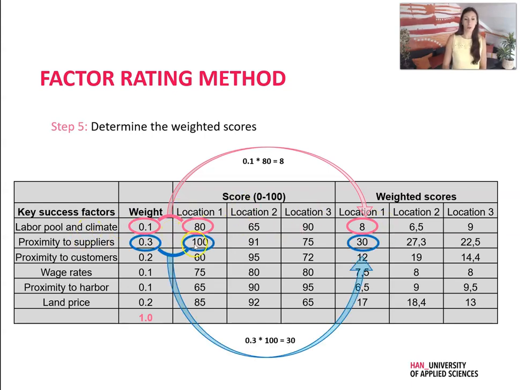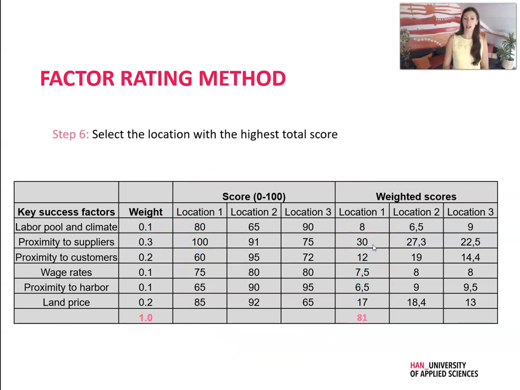So for location 1, the proximity to supplier was worth 100, so it scored super high, and it had a really high weight, 0.3, so they get a whole 30 points just for this factor. And so we go on and finish the entire table, and as the last step, what we would do is sum up all these weighted scores per location, and we give a final score. In this case, location 1, so the distribution center number 1 we're evaluating, scores a total of 81 points, and we repeat this for the other 2 locations.